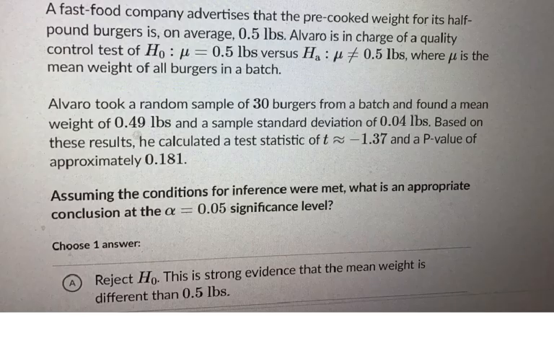All right. Let's do at least one more. I'm not sure if I have time for another one, but here we go. We have this fast food company, and they're claiming that their half-pound burgers are actually a half a pound before, of course, you cook them.